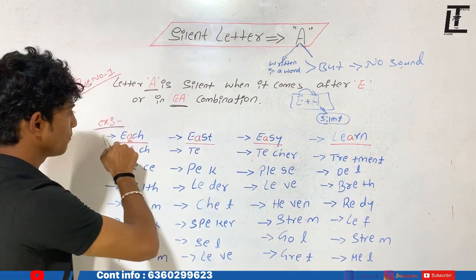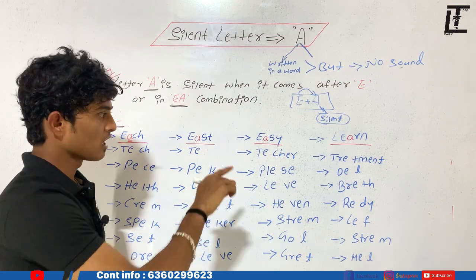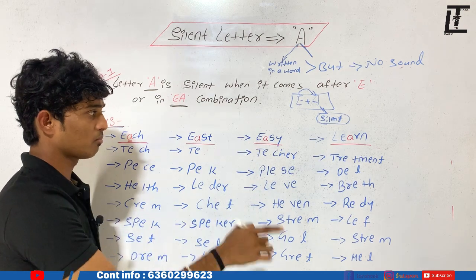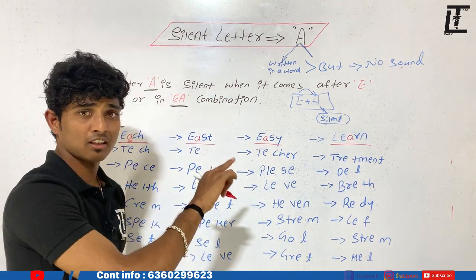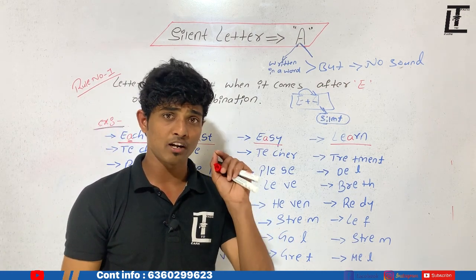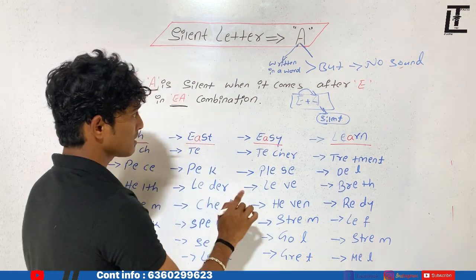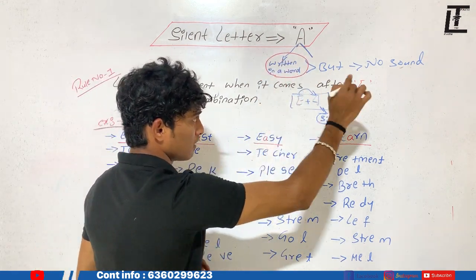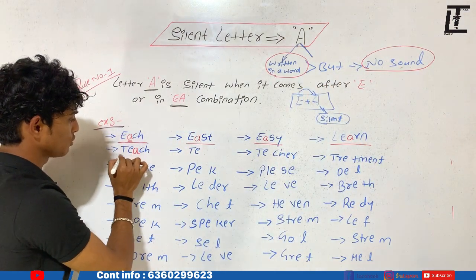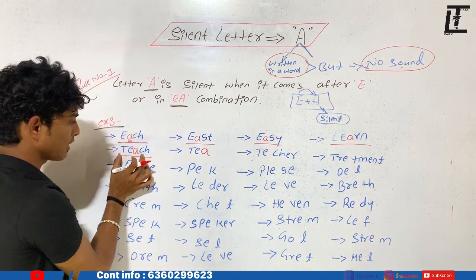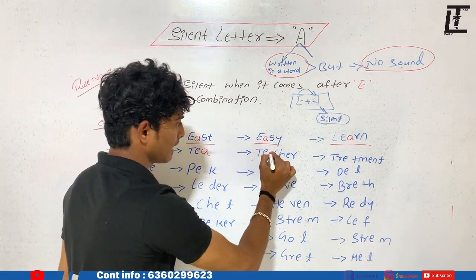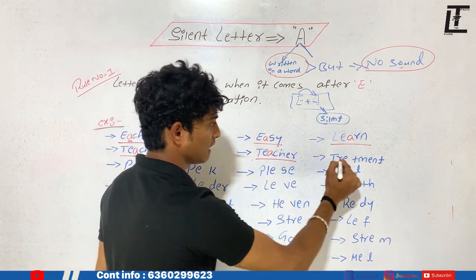All the letters written with the red marker are considered silent letters, which means they are not pronounced, but they must be written in that word. If you are not writing that letter, it is wrong. If you are pronouncing that letter, it is also wrong. It must be written, but it should not be pronounced. In the next case, what is this? Teach. We don't pronounce T-H, we pronounce this teach. A is a silent letter. Again, in teacher, A is again a silent letter.